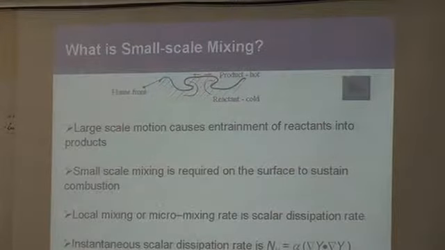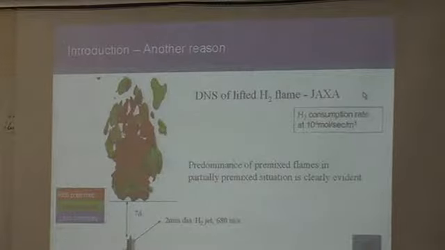So the small scale mixing, what is small scale mixing? It is the scalar dissipation rate. If we approximate the flame to be of that corrugated shape like that, how can we see that? For example, let's look at a simple DNS flame there. This is a lifted hydrogen flame calculated in JAXA for an H2 air flame.